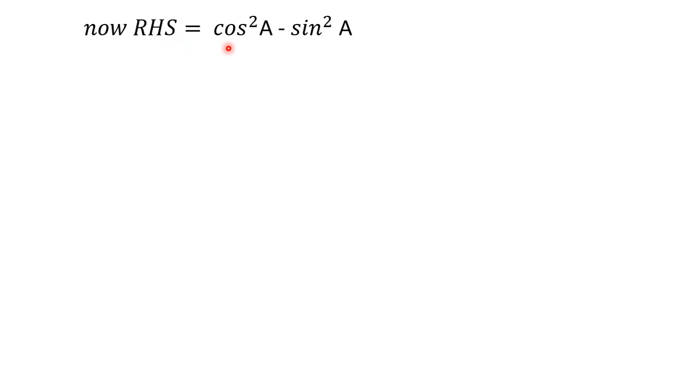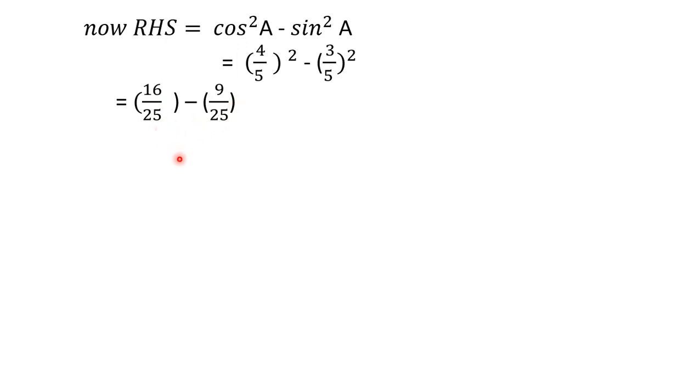Now the right hand side is given, cos square A minus sin square A. So put the value for cos A is 4 by 5 and sin A is 3 by 5. So we get (4 by 5) whole square minus (3 by 5) whole square. And after squaring these two terms, we get 16 upon 25 minus 9 upon 25. As the denominators are same, the LCM is 25. So next step is (16 minus 9) upon 25, and subtraction of 16 and 9, we get 7.